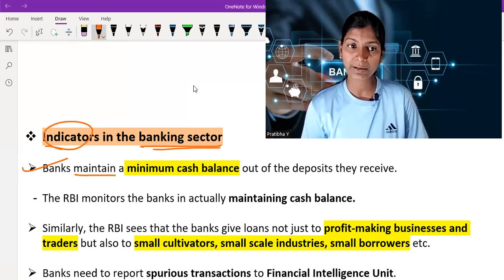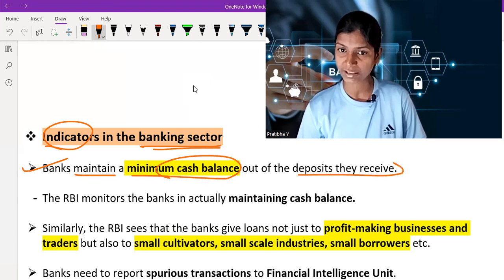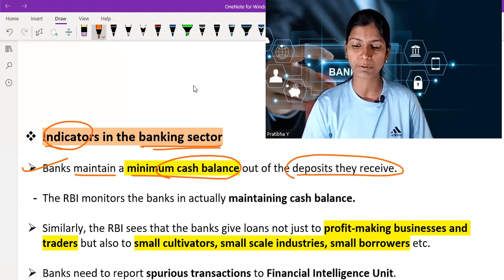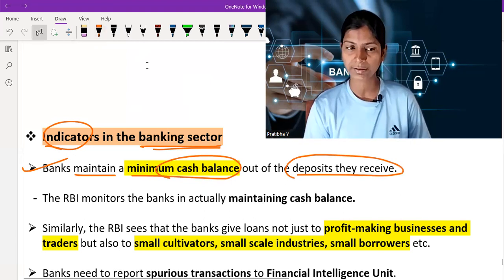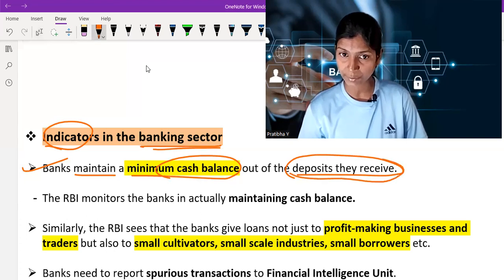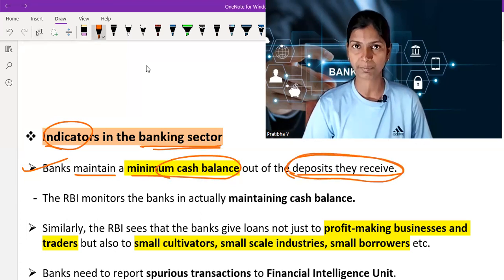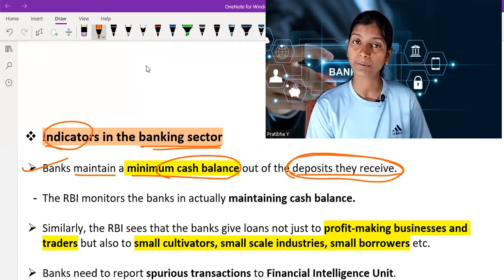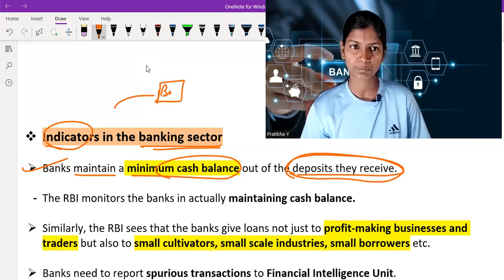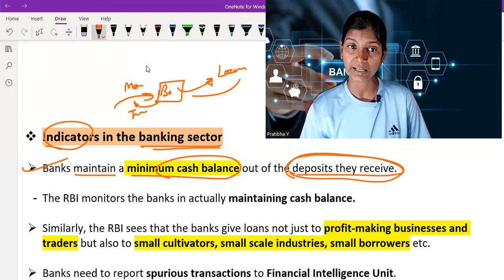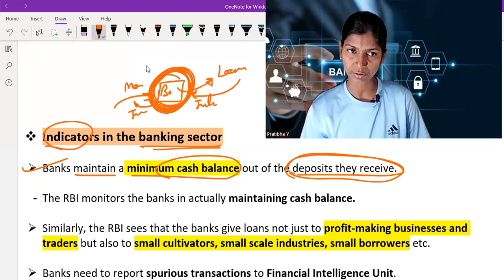First one is: banks maintain a minimum cash balance out of the deposits they receive. We know that banks receive deposits from common people, businessmen, and other traders. Using these deposits they give loans to different people, and they also give interest to people who deposit their money in the bank. It is a two-way system. If you deposit money in the bank, the bank gives you some interest, and the bank uses this money as a loan to other people and charges interest from them. These are the types of functioning of the bank.